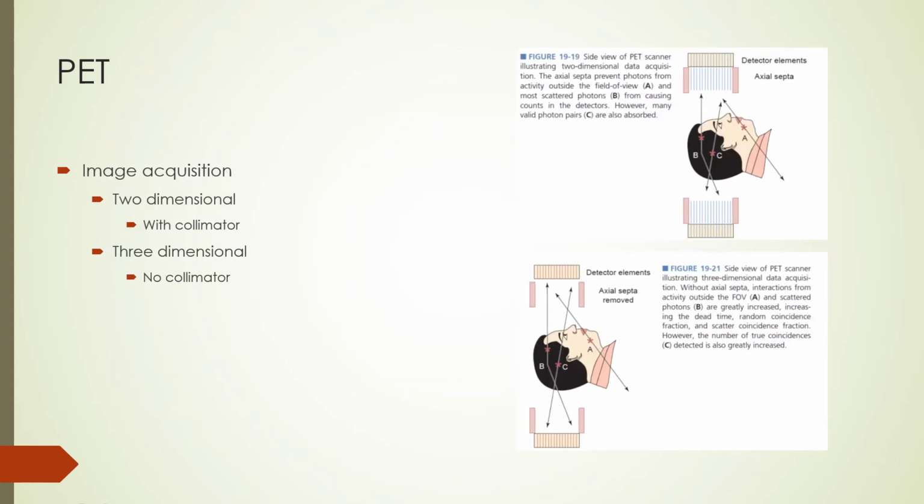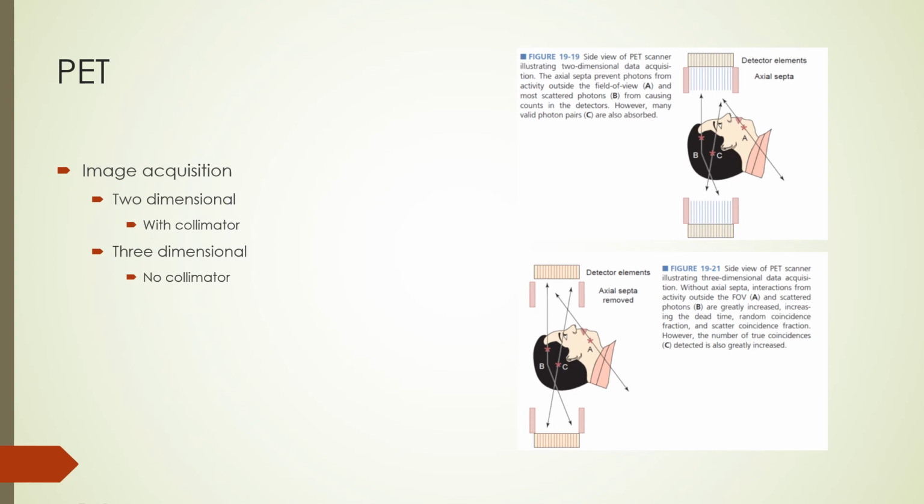PET data may be acquired in 2 dimensions or 3 dimensions. In 2-dimensional data acquisition, axial septa made from tungsten are used to prevent radiation outside of the transaxial slice from reaching the detector ring for that slice. This is shown in the top image. In 3-dimensional data acquisition, septa are not used, and data is collected across many or all of the detector rings, as shown in the bottom image.